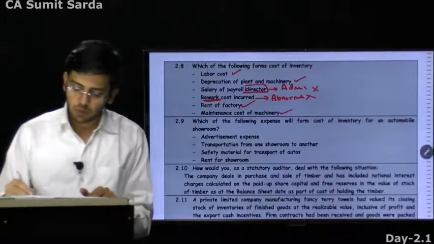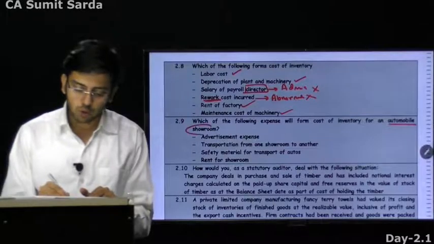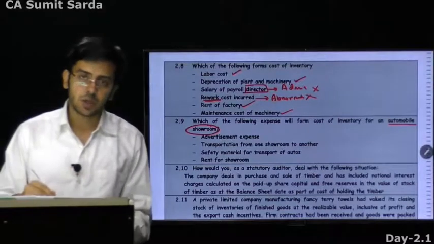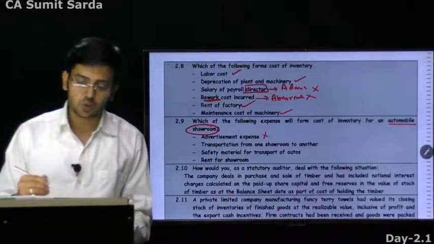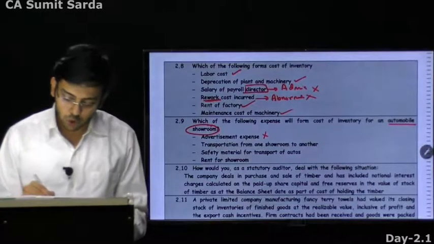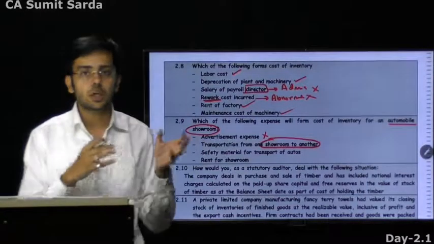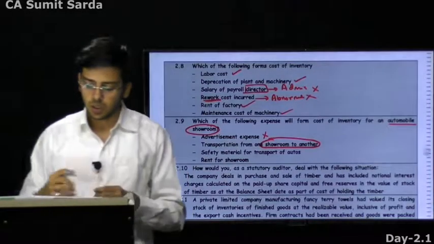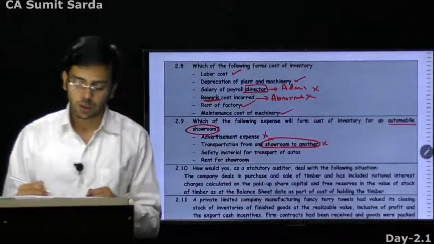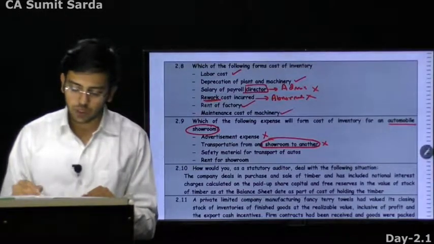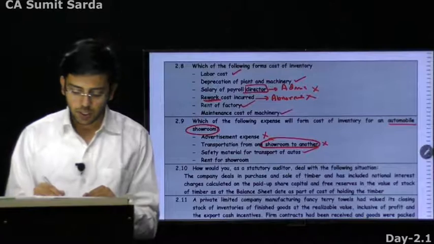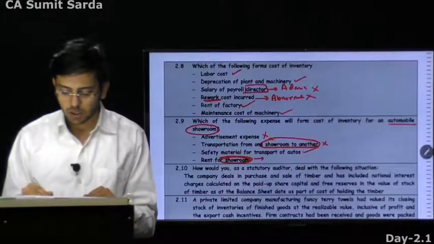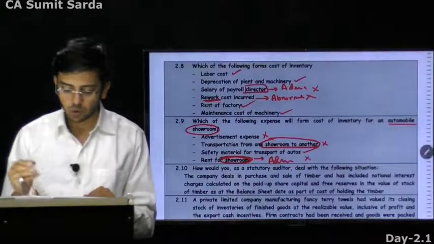Which of the following expenses will form cost of inventory for an automobile showroom? Now you are not a manufacturer, you are a dealer. Remember, you are a dealer. Advertisement expense. We have seen selling and distribution is specifically excluded. Transportation from one showroom to another. This is not from the factory that you are getting the vehicle. It is from your one showroom, you are transferring it to, let's say, another showroom. Such transit cost is not included. Safety material for transport of automobiles, definitely included. Rent of showroom, not the factory's rent. This is considered to be administrative in nature, not to be included.